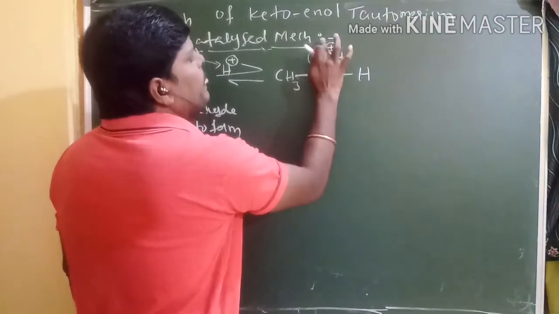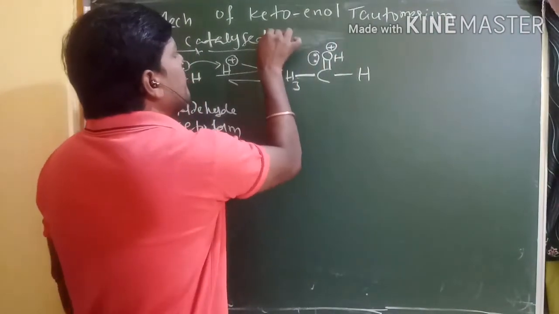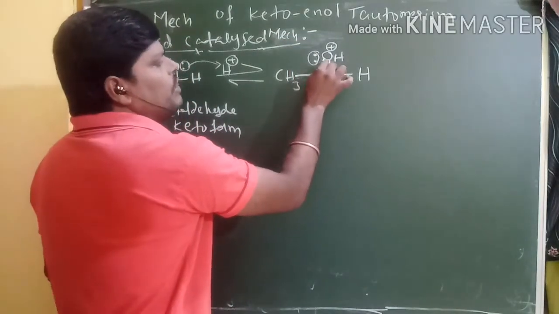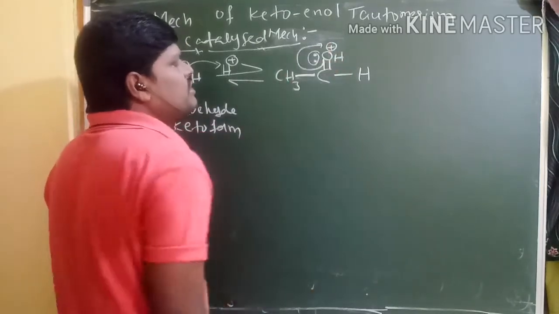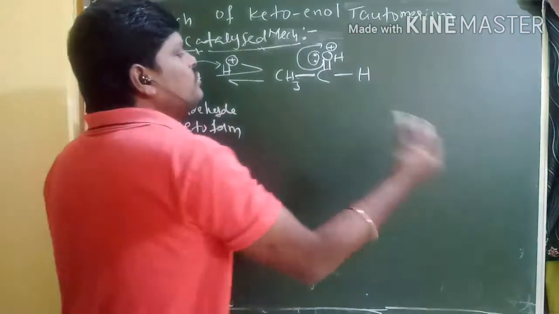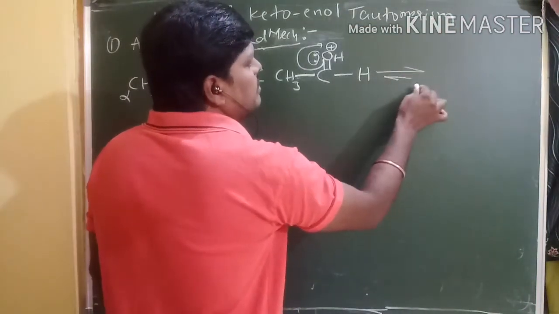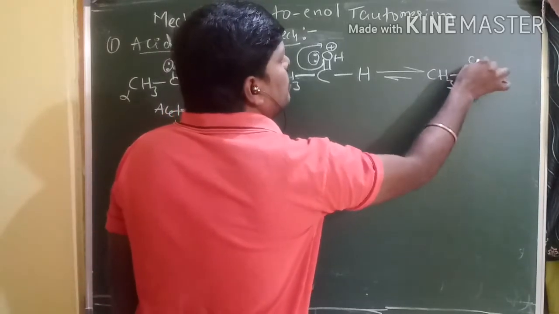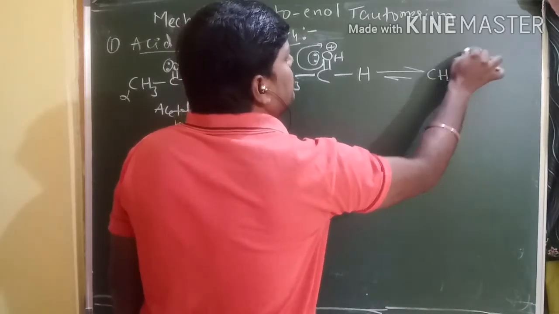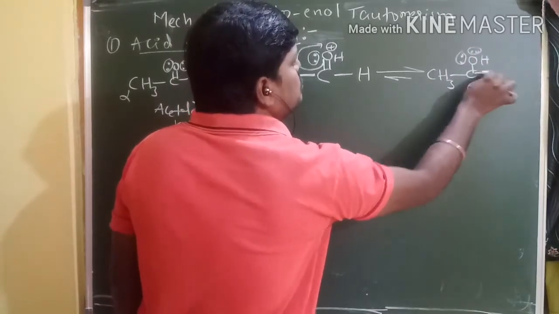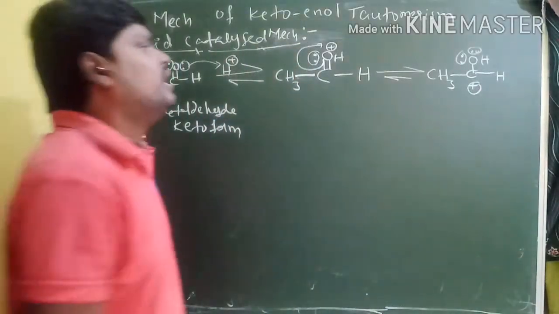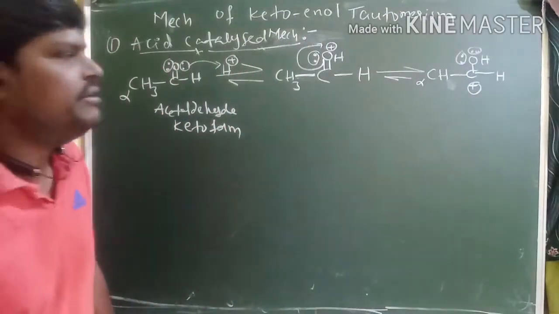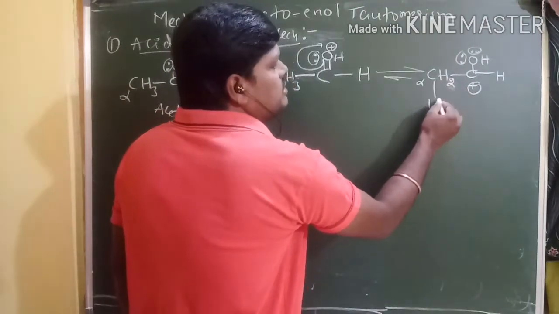What happened here? One of the pi bonds is shifted towards the positive charge, and oxygen gets its lone pair back. So write down the next step: CH3, single bond, with OH retaining its lone pair. Now the carbon gets a positive charge. As I told you already, this is the alpha carbon, and we have 3 alpha hydrogens. I want to use one alpha hydrogen initially.